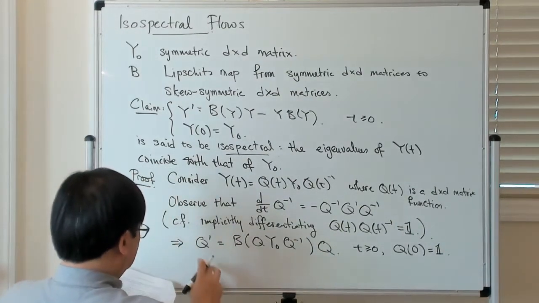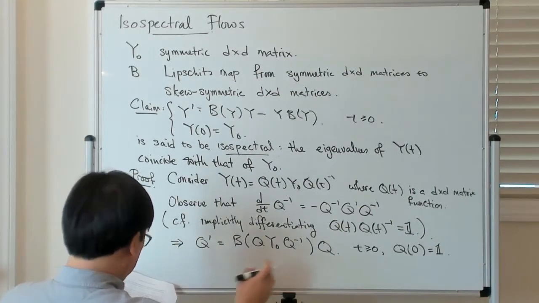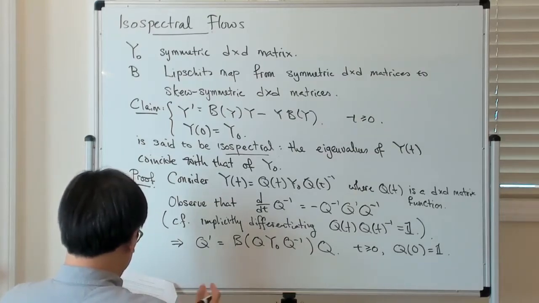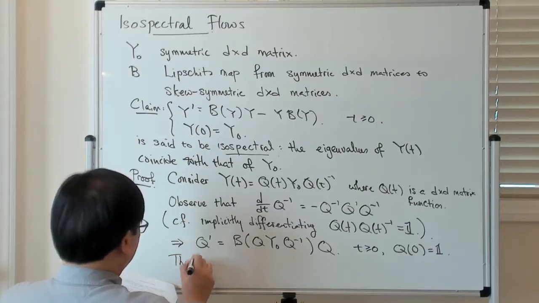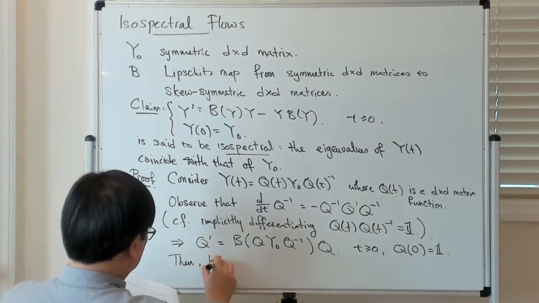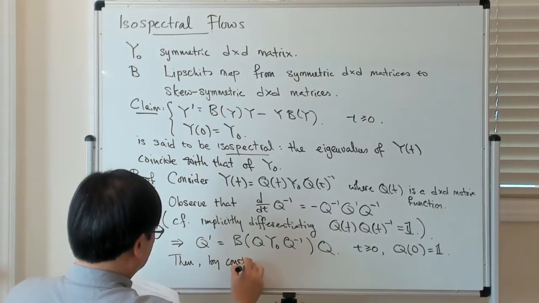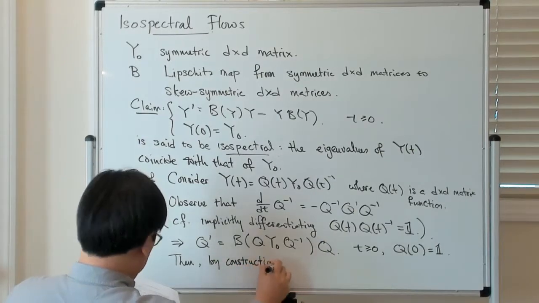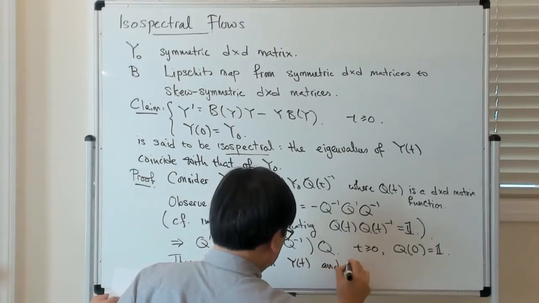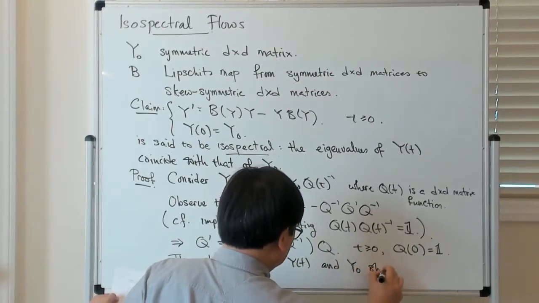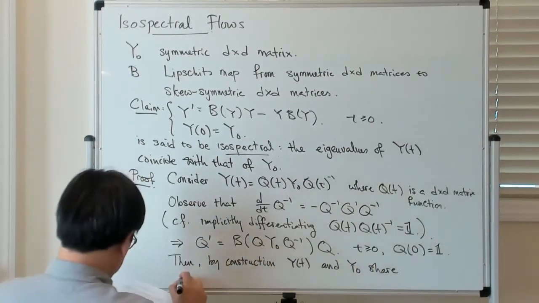Okay, so anyway, of course, by construction, y of t and y0 share the same eigenvalues.